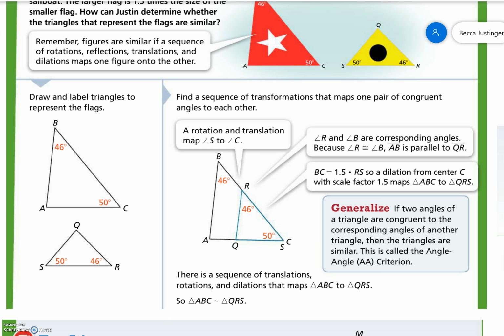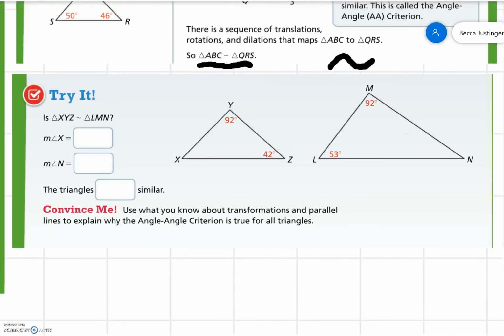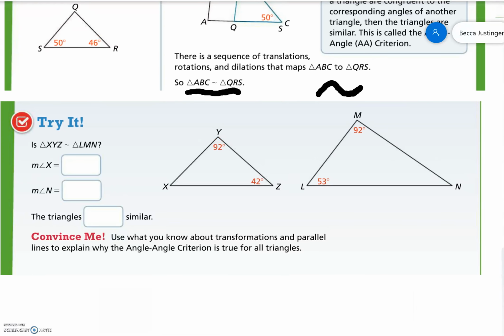So first they did a rotation. Then they did a dilation. So rotation and dilation. So yes, it is similar. Remember, this squiggly line means similar. Is triangle XYZ similar to triangle LMN? So remember that the order matters.